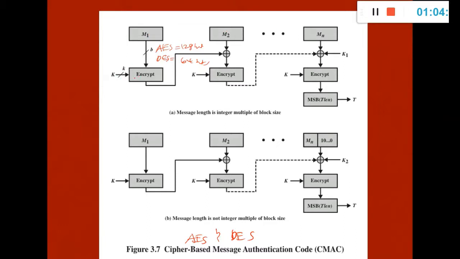The message is broken into a couple of blocks M. You add a key here and encrypt N blocks, and the output of this is like a chaining block. The output of block number one becomes the input to block number two, and so on. Then you take the MSB, the most significant bits of the length T. T is the message authentication code, also referred to as a tag.